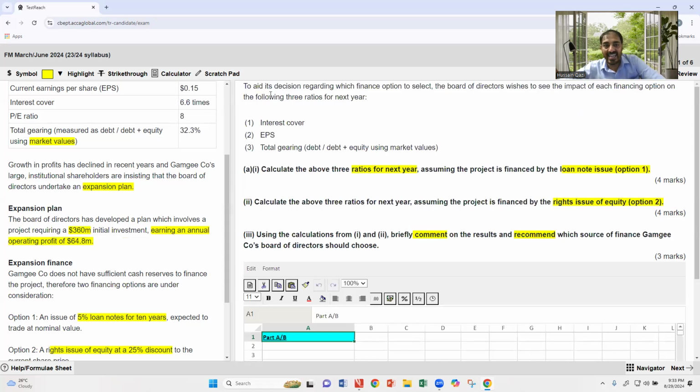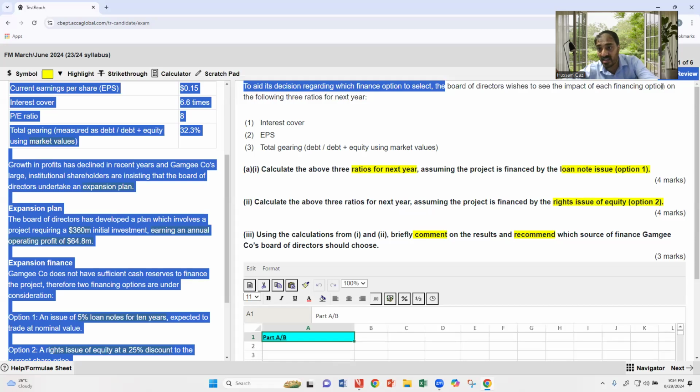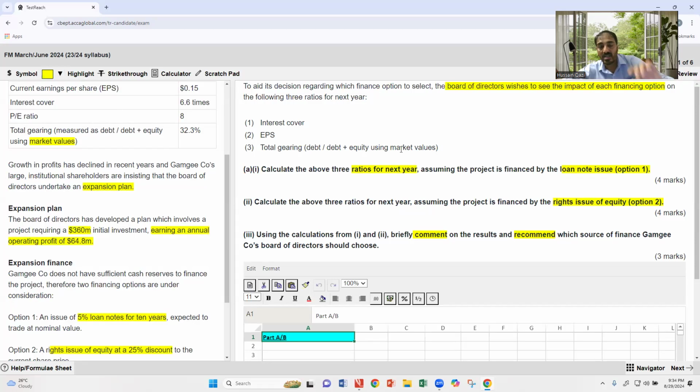Now, to aid its decision regarding which finance option to select, the board of directors wishes to see the impact of each financing option on the following three ratios for next year: interest cover, EPS, gearing.